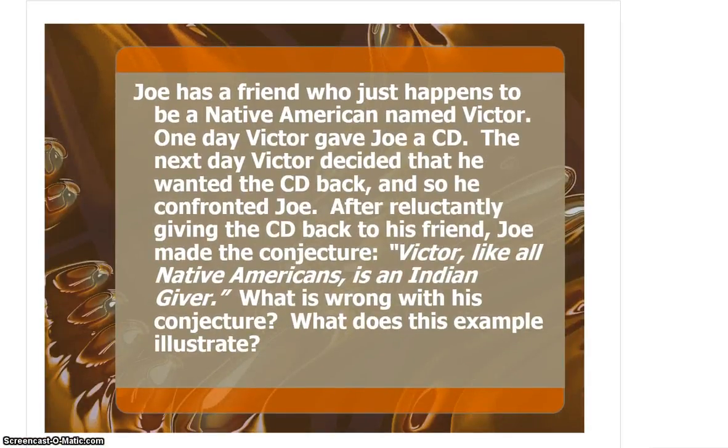Joe has a friend who just happens to be a Native American named Victor. One day Victor gave Joe a CD. The next day Victor decided that he wanted the CD back, and so he confronted Joe. After reluctantly giving the CD back to his friend, Joe made the conjecture, Victor, like all Native Americans, is an Indian giver. What is wrong with this conjecture? What does this example illustrate? Well, what's wrong with it? He used inductive reasoning, but he only had one example. Inductive reasoning, you need multiple examples to come up with a hypothesis. And it illustrates stereotyping.